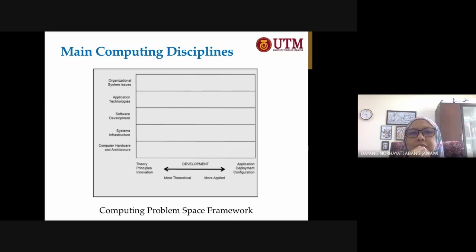type of products or target that we want to contribute to. Because when we're talking about computing, we're talking about hardware as well, because computer engineering is part of computing. And then we're talking about software as well, and the application of technology in solving problems, and the organizational issues when we want to introduce computing in solving the problem. Okay, so it's referring to different disciplines.